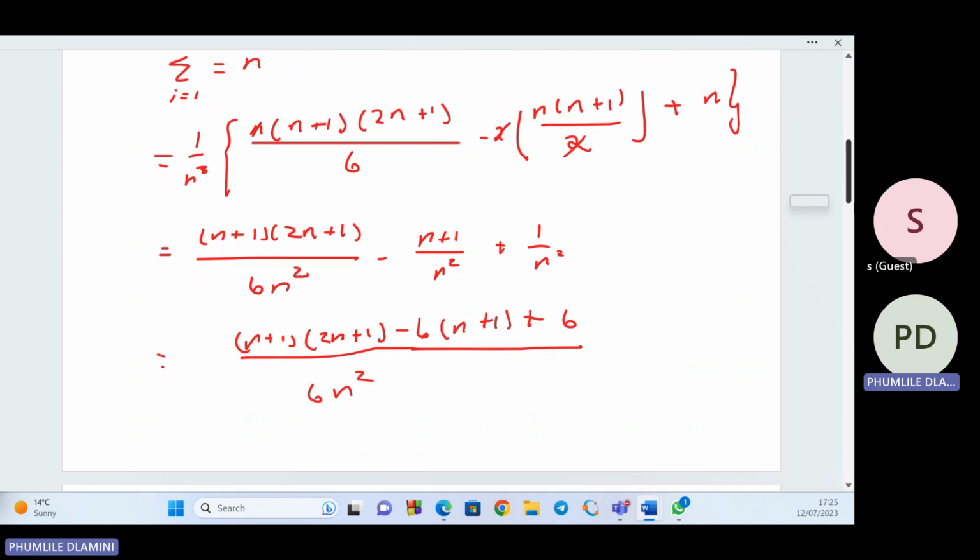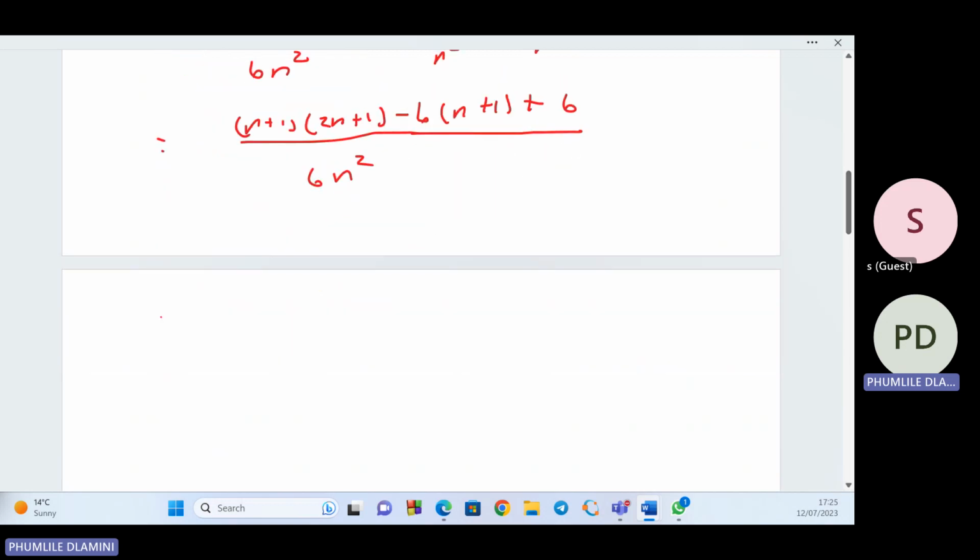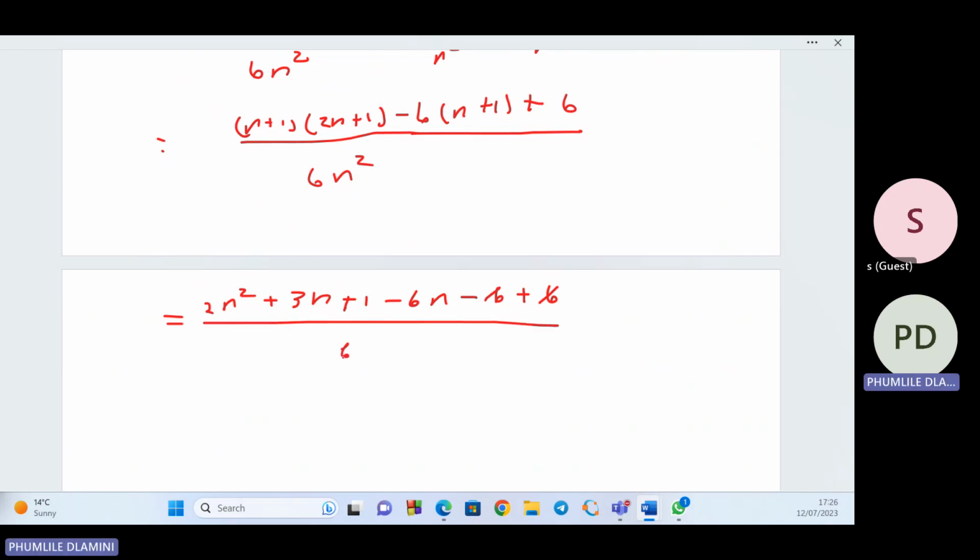So if we simplify it, we will see that we get, you can simplify what is inside there: n times 2n is 2n squared, n squared plus n. This one times this is n, 1 times 2n is 2n, which is going to give us 3n plus 1. Then minus 6n, minus 6 plus 6. So we'll see that this will cancel with this, 1 over 6n squared. Then 6n and 3n, the answer will be minus 3n.